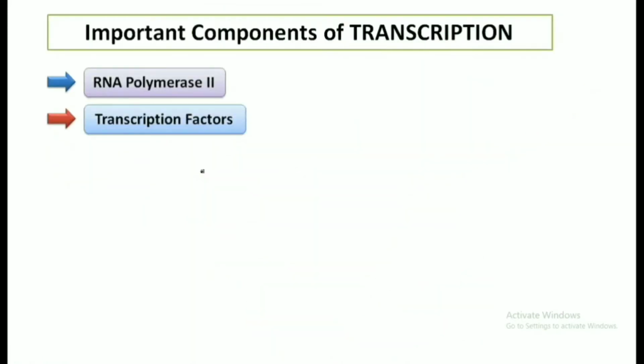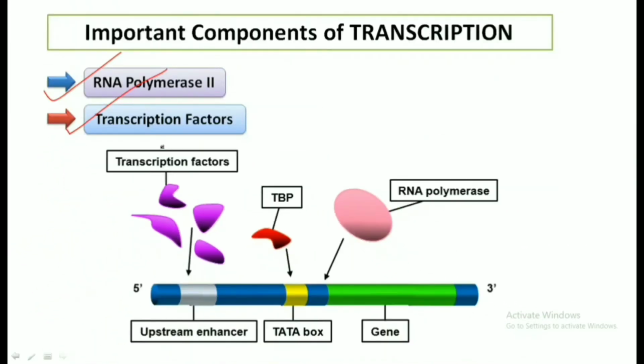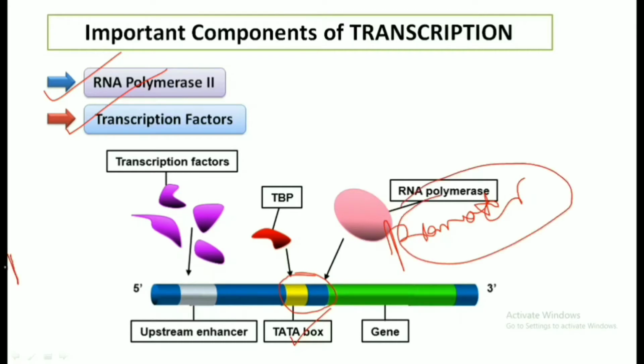Eukaryotic transcription is carried out by two different components: RNA polymerase II, and some transcription factors. Both RNA polymerase II and these transcription factors bind to a conserved sequence in the DNA, and that conserved sequence is known as the promoter region, which is also known as the TATA box. This is how the initiation starts.